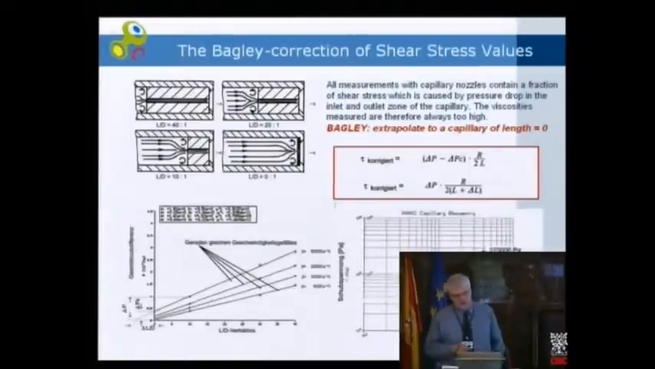So the second correction we have to make is if we take such capillaries and just measure with one capillary length, then we have a problem with the fluid dynamics at the entry and at the outlet of the capillary. So we make a correction to extrapolate to a capillary length of 0, and this is the Bagley correction, also done by the software.